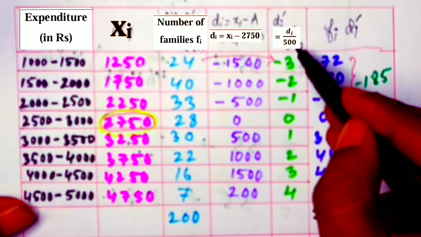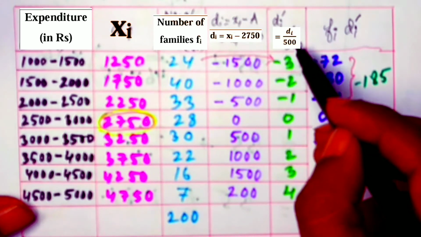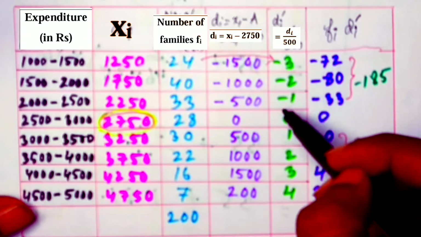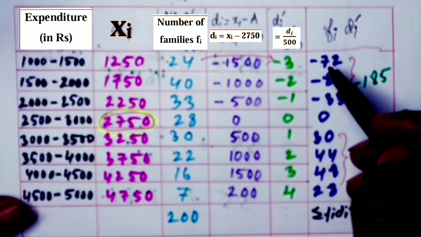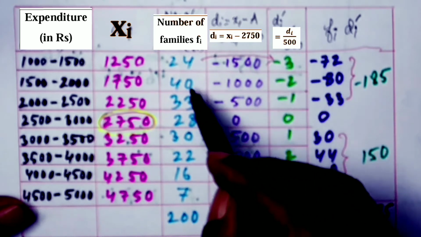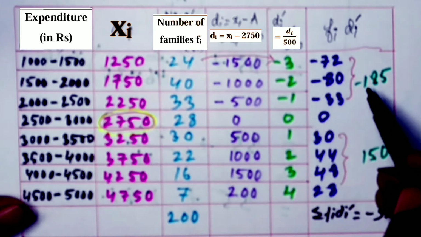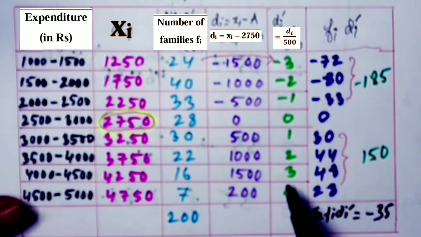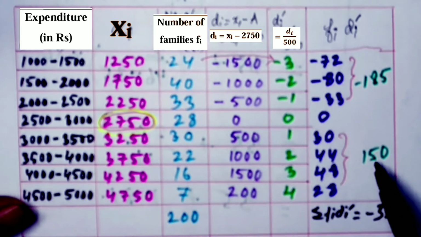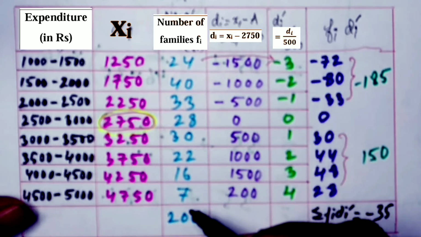So we have divided this by 500 and we got minus 3, minus 2, minus 1, 0, 1, 2, 3, and multiplied 24 with minus 3 and got this. Likewise the others also, we got minus 80, we got this one as minus 33, and total is minus 185. So this is 22 into 2 is 44, 16 into 3 is 48, 7 into 4 is 28, total is 150. The sum of these two is summation fi di dash, which is equal to minus 35. Total of this frequency is 200.